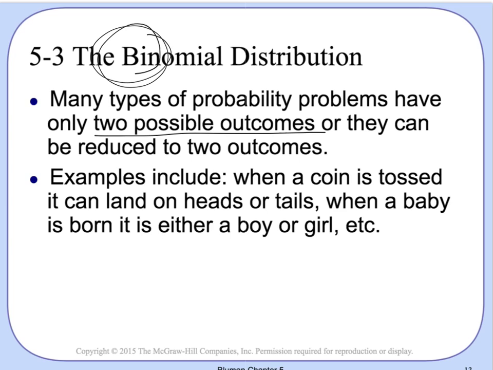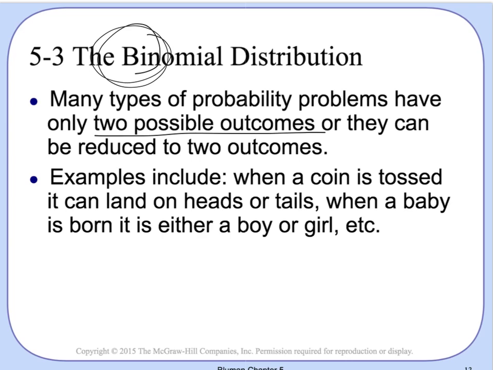So, for example, when you toss a coin, it can either be heads or tails, right? Okay? And if I say getting a head would be a success, the other one would be getting a tail. So you have two outcomes there. Getting a baby, you can either have a boy or girl. And these ones are 50-50, but there are some other things with two chances that are not always 50-50.